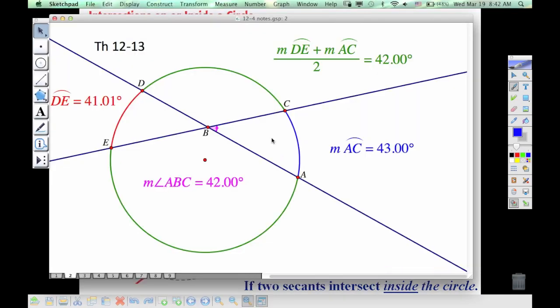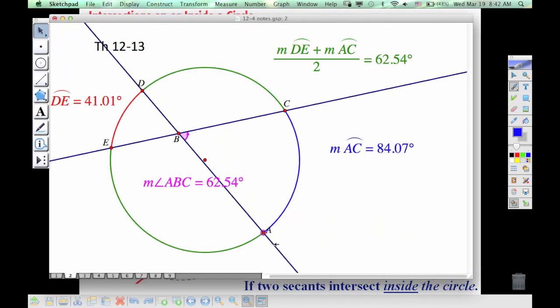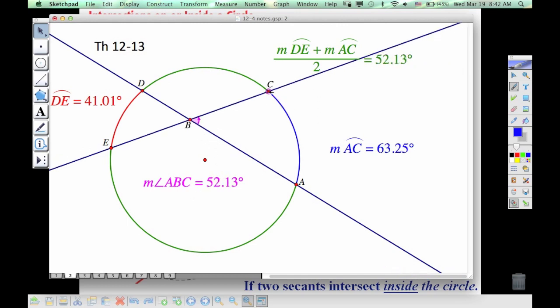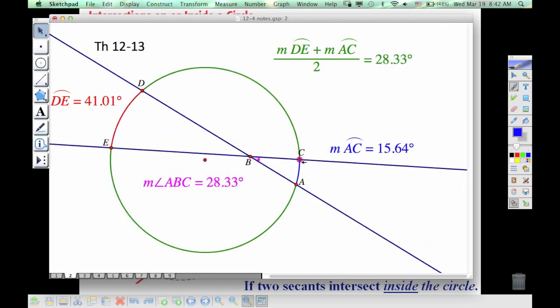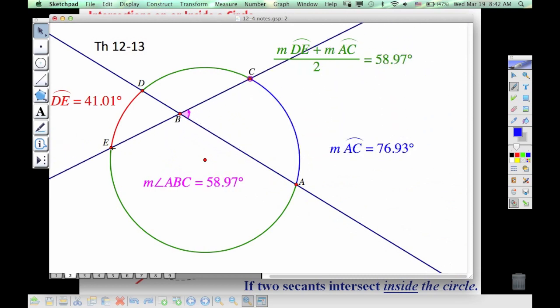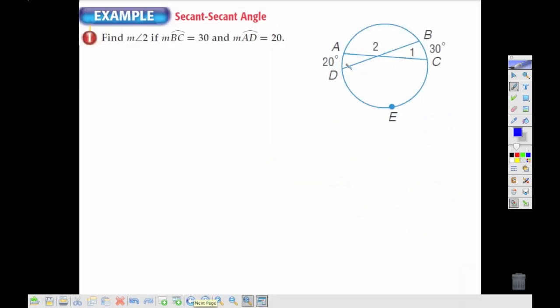This can be seen in this picture here where we have two secants coming together. Notice that I've got the measures of my arcs here and here. I've added them together, divided by 2. And notice the central angle here, no matter how I move this, it's going to match that sum. Now if it goes outside of the circle, that will change, but this is valid for when they are inside of the circle. So we can use that in a problem like this.